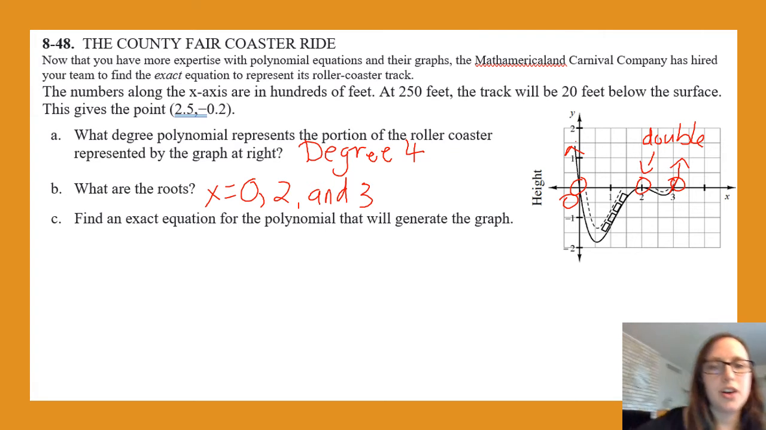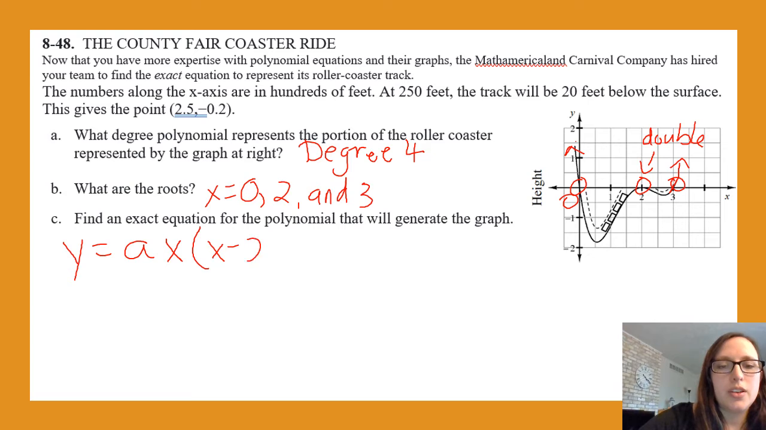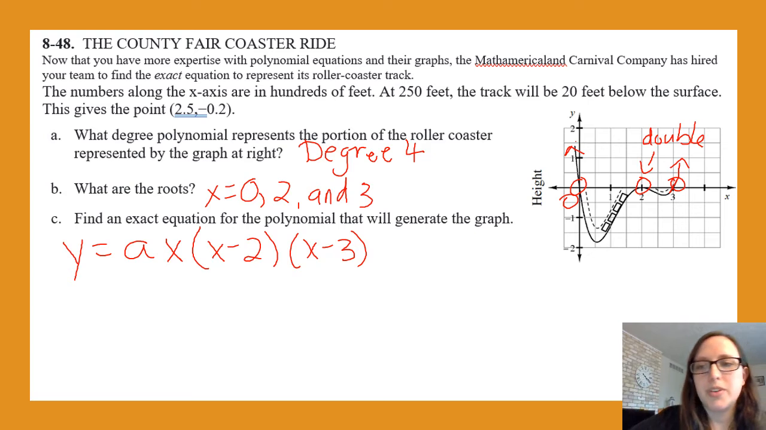Okay, so then our equation is going to have 3 different factors, but one of them is going to be a square. So our equation is y equals some number in the front, let's call it a, times x minus 0, which is the same as x, x minus 2, and x minus 3. Just remember, same numbers, opposite sign. Since the 2 is the double root, I'm going to put an exponent of 2 right there.